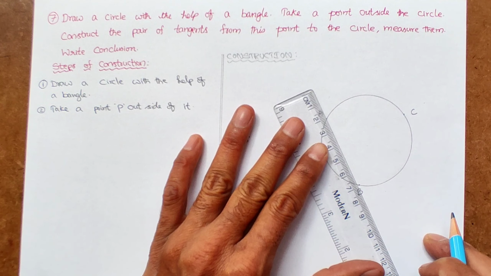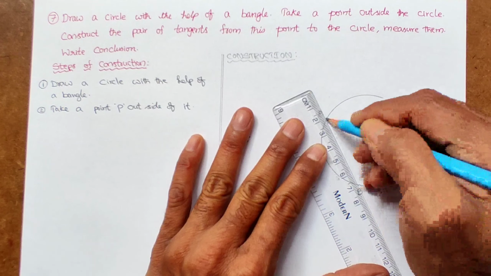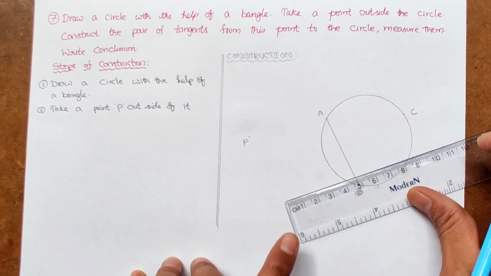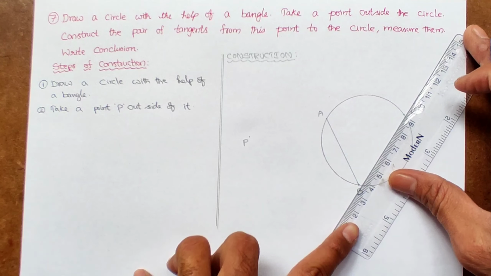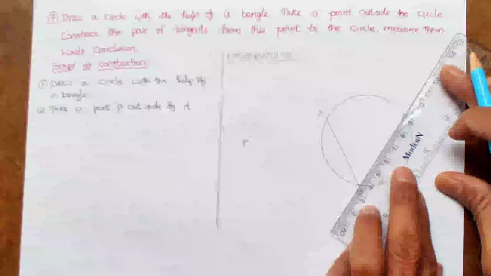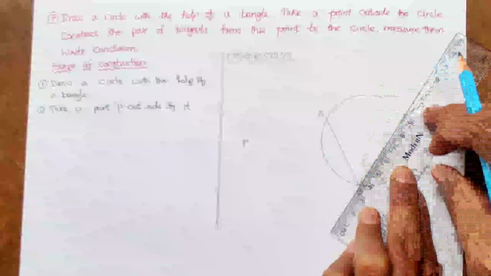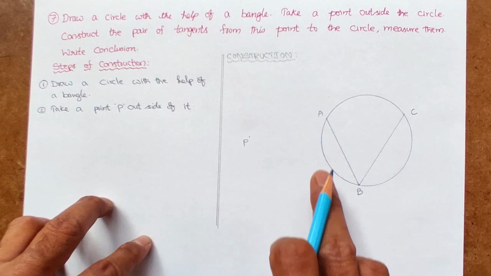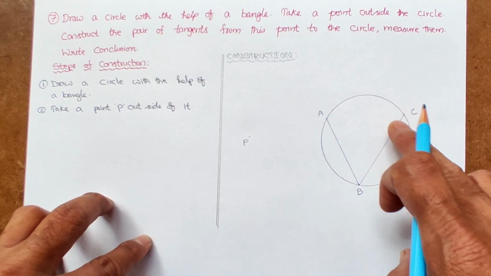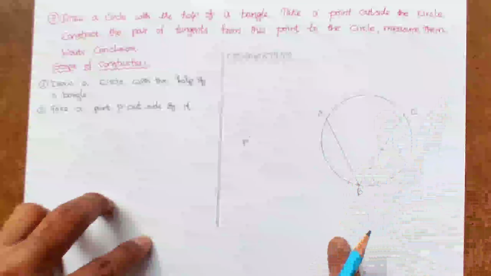Now first I join AB. That means AB is a chord. After that, I would like to join here BC, or you can draw AC also, it's not a problem. So only thing is that we have to take two chords. However we want, it is up to you. So right now, if we bisect these two chords, that means if you draw perpendicular bisector to AB and also to BC, they meet at a point that is nothing but the center of the circle.